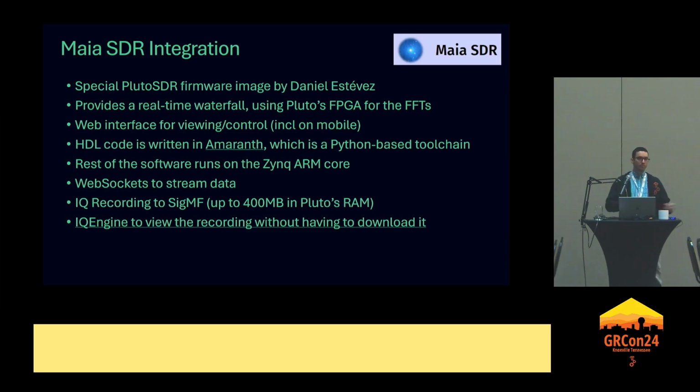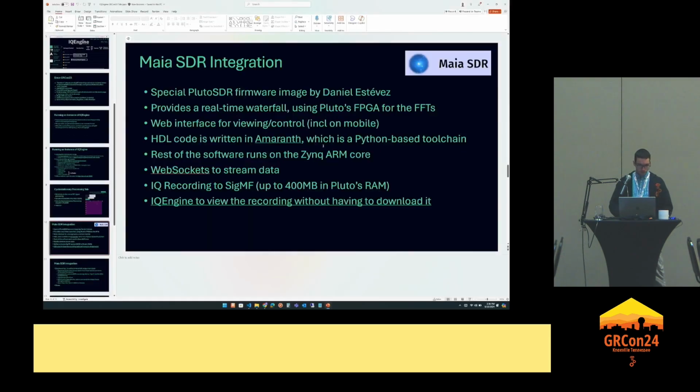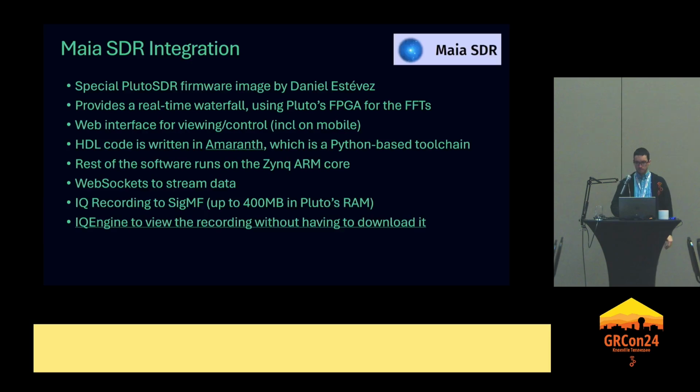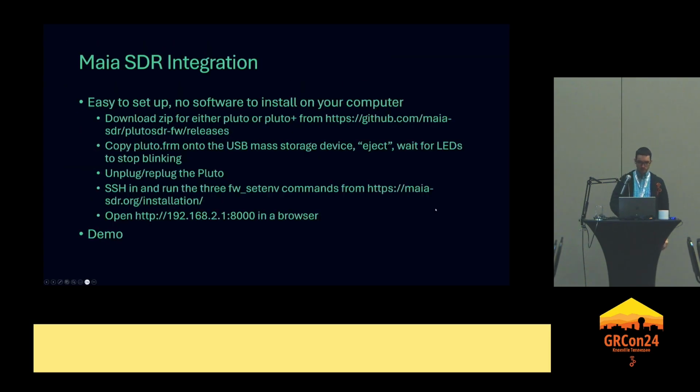Now you can download the recording to your computer through the web interface, or you can use IQEngine to view it without having to download it. And I want to point out how easy it is to install, to get Maya running. In fact, I put the steps here. You pretty much download the firmware zip. You copy the Pluto firmware onto the storage device that pops up when you plug in your Pluto. And there are a couple environment things to set when you SSH in.